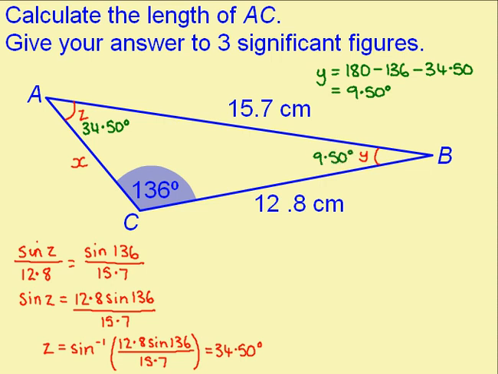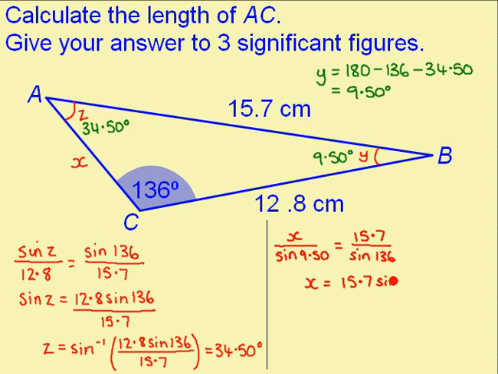Now I want to use the sine rule again to find the size of side X, which is opposite angle Y. I get the answer 3.73 rounded to 3 significant figures. This was the length of a side, so the units are centimetres.